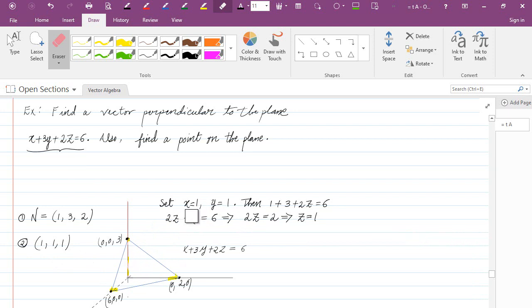Now there is nothing special about picking 1 for the value of x and y. We can pick x to be negative 1, y to be 9, and then we can solve for z as well. And instead of setting x and y, we could also set y and z to whatever values we like, and then we can solve for x. So to find just one point on the plane when the equation of the plane is given, the way to go is that you set two of the variables to whatever values you like, and then you solve for the third variable.